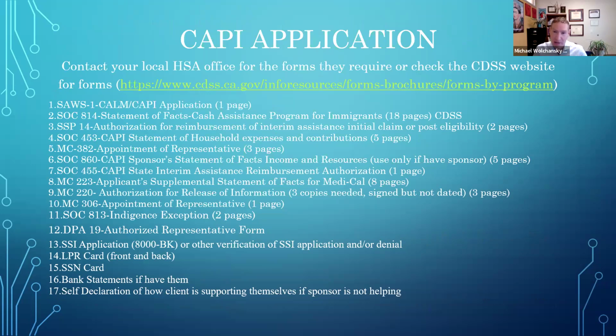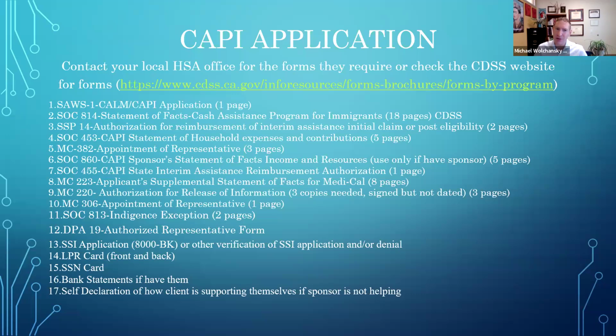If you were to go to the CDSS website to see what is required for CAPI, they're only going to tell you that you need number 2, SOC 814, the statement of facts. Now, this is essentially going to be the SSI application. One thing I should say is that you are going to have to apply for SSI and get denied, or show that you've applied for SSI, before you can even start your CAPI application. So you always need to make sure that you've got your SSI application and verification that you've applied or that you're getting denied to be able to even proceed with CAPI.